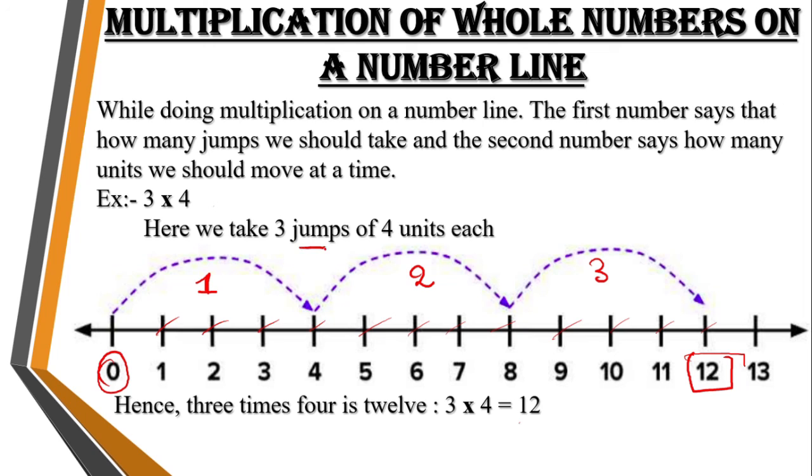As I told, the first number says how many jumps. So here the first number is 3. So we should do only 3 jumps and not more than that. And we did 4 units each. Why? Because 4 is the second number. So while doing normal multiplication also we'll get 12 only, and while doing it on a number line also we'll get 12 as our answer. So 3 into 4 on a number line is also 12. So this was multiplication of whole numbers on a number line.